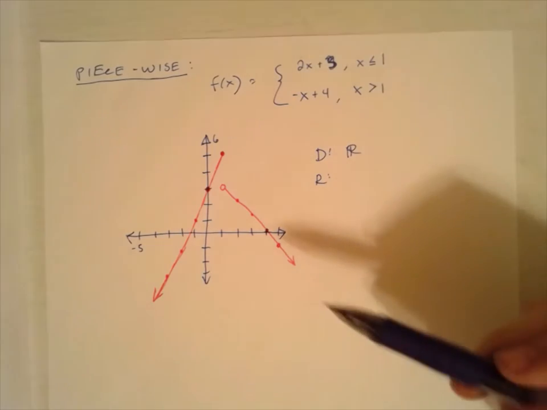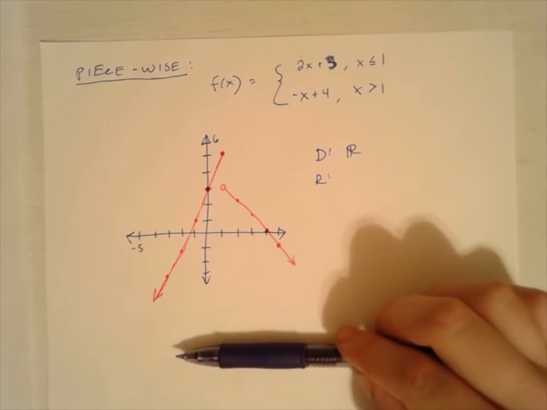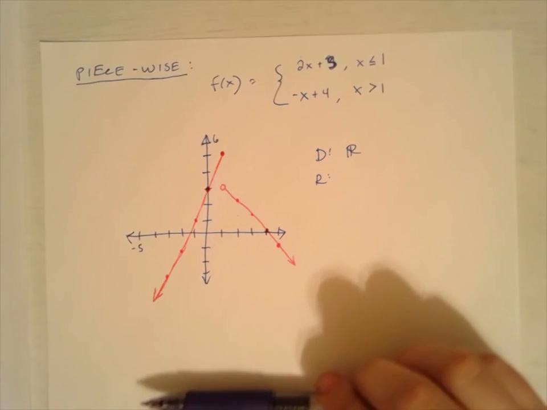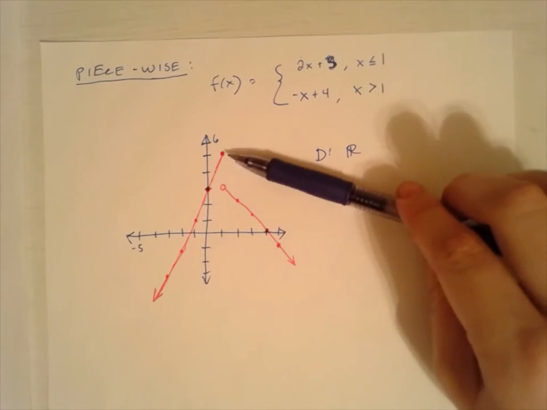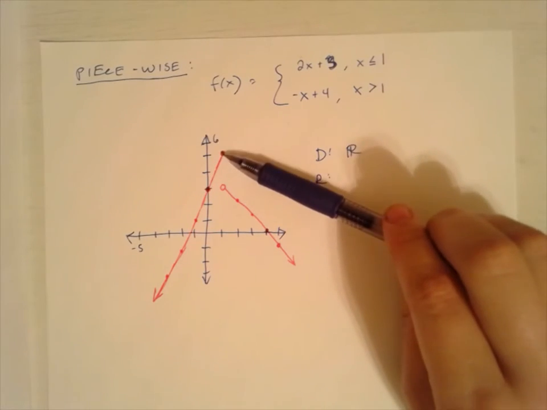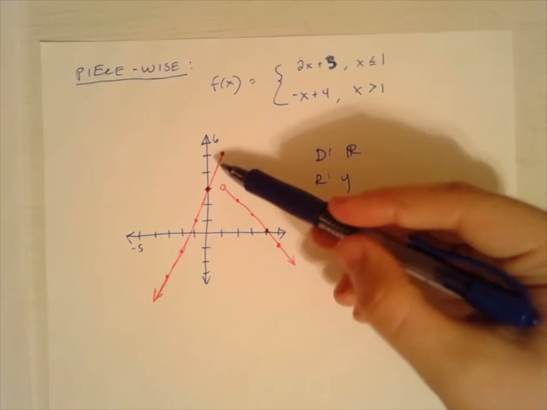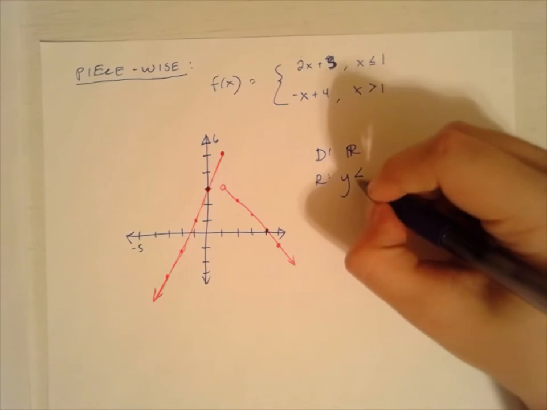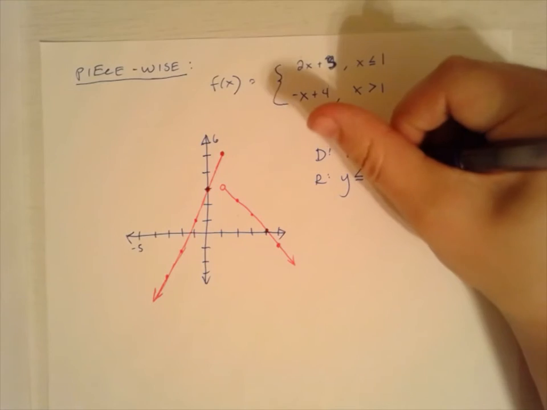Range is not the same thing. It does look like there's no bottom, right? Our arrows go forever downward, so we go all the way to negative infinity. But it does look like there's a very clear top, and the top occurs at 5. So what we're going to say is y is everything below 5. y is less than or equal to, this is a closed dot, or equal to 5.